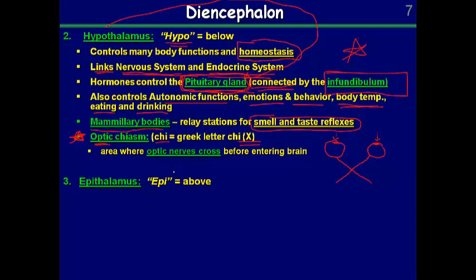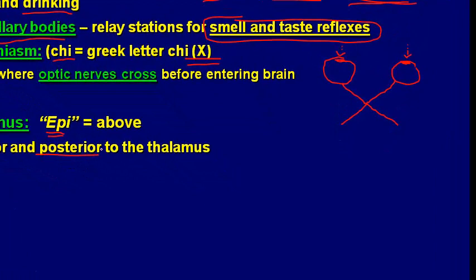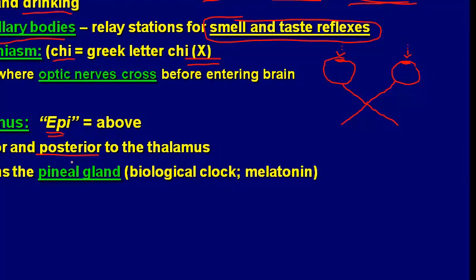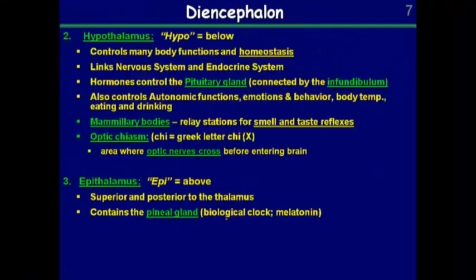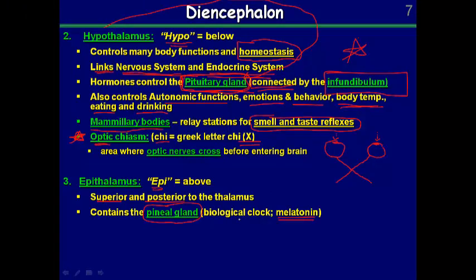The last part of the diencephalon is the epithalamus, which is above the thalamus, so superior and slightly posterior to the thalamus. The major thing to look for in the epithalamus is a gland that sticks off the back of it called the pineal gland. The pineal gland produces a hormone called melatonin. Melatonin is a hormone that helps our night and day cycles. It is produced more at night, so it helps us sleep. It's a sleep-promoting hormone, so it helps regulate those night and day cycles.